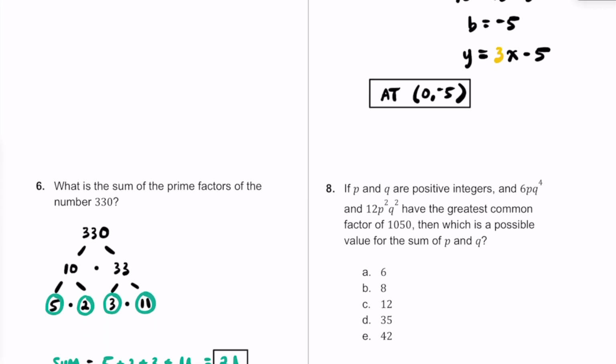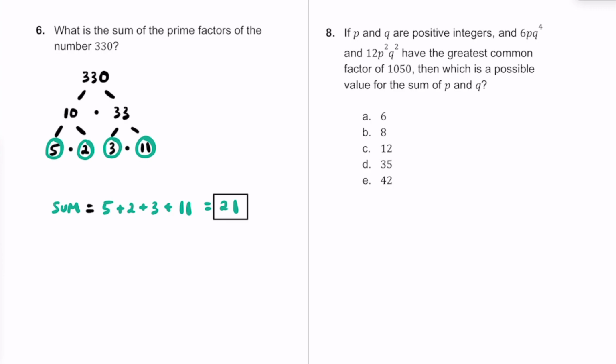All right, here is number 8. In number 8, it says if p and q are positive integers, and 6 times p times q to the 4th power and 12 times p squared times q squared have the greatest common factor of 1050, then which is a possible value for the sum of p and q?